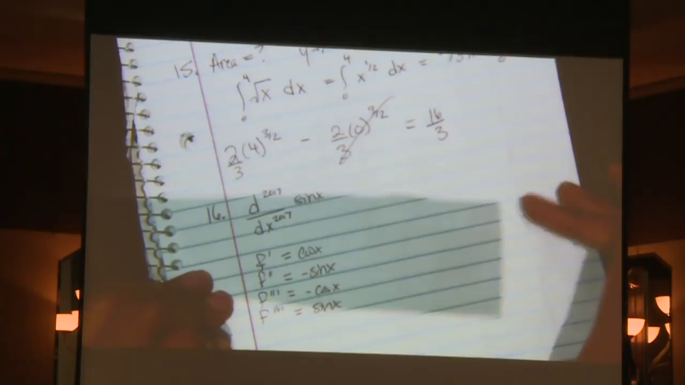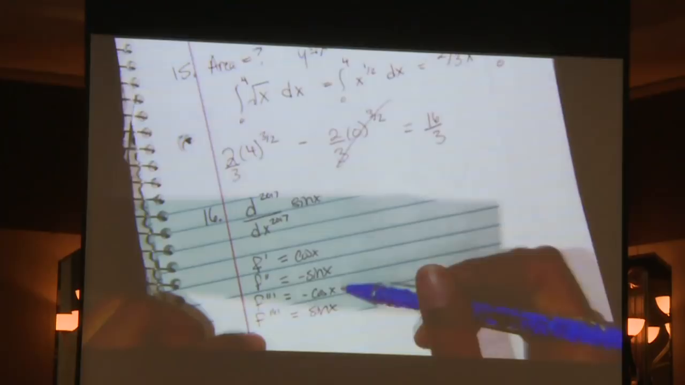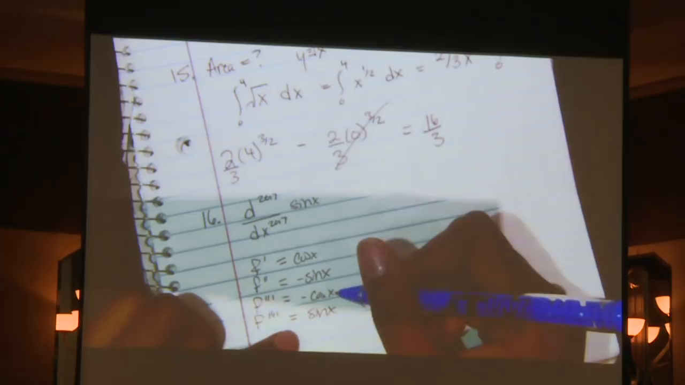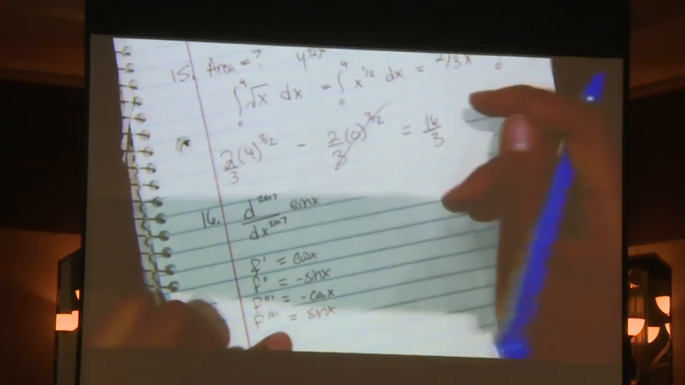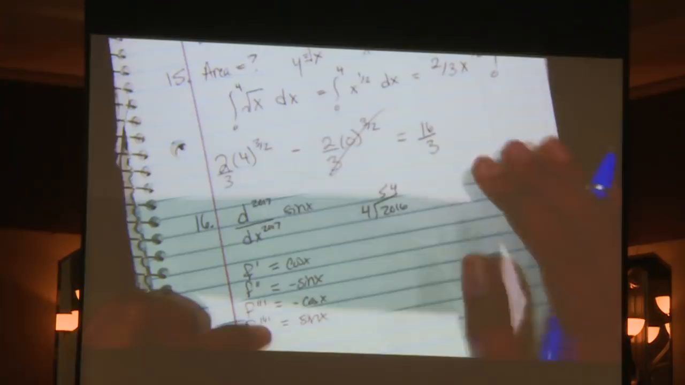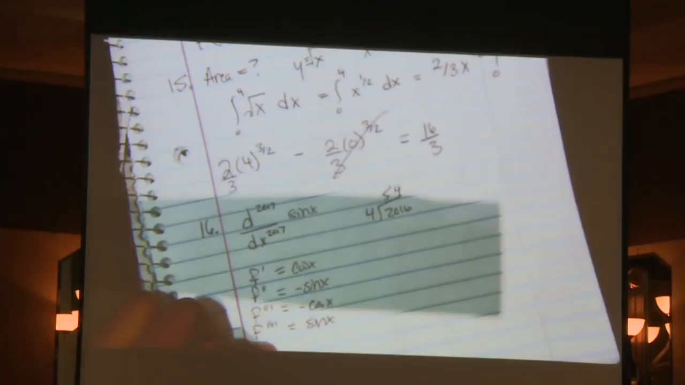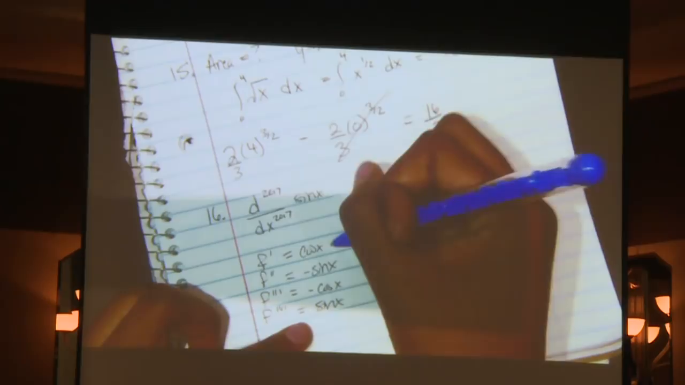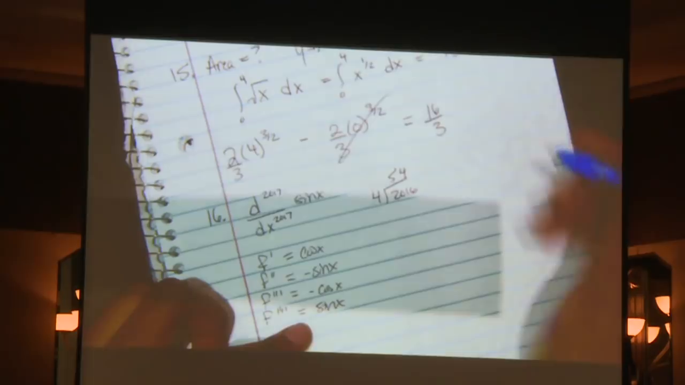So what you want to do in this case is find a pattern. And you know that for every fourth time, or the time that is divisible by 4, it's going to end up being the sine of x. So what I want to do is find the number closest to 2017 divisible by 4. So that's 2016. So if I say 2016 divided by 4, that gives me 504. So if I do the fourth derivatives 504 times, I'm at 2016. So that means my 2016th derivative is sine of x. So going on, my 2017th derivative should be cosine of x. Make sense? Cool. Oh, I should have written that.